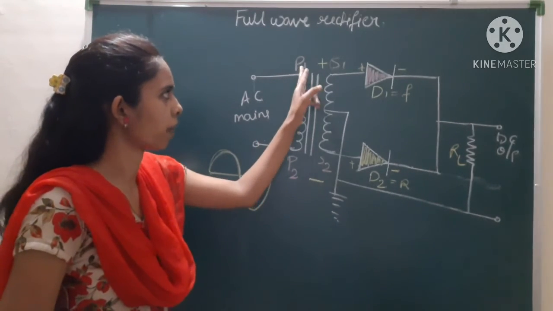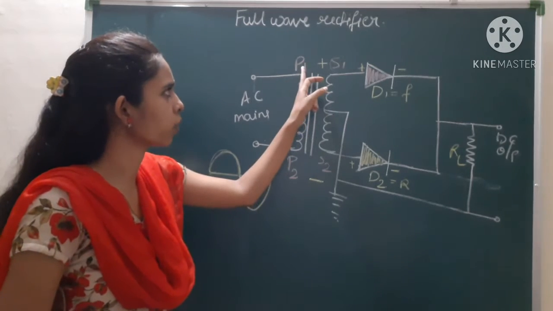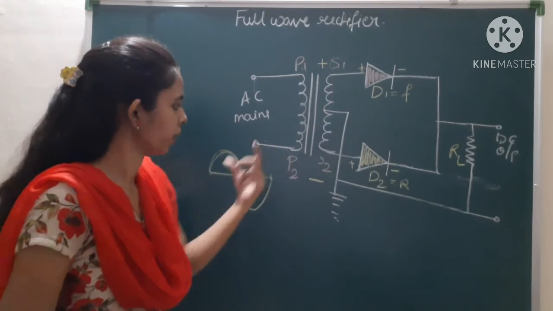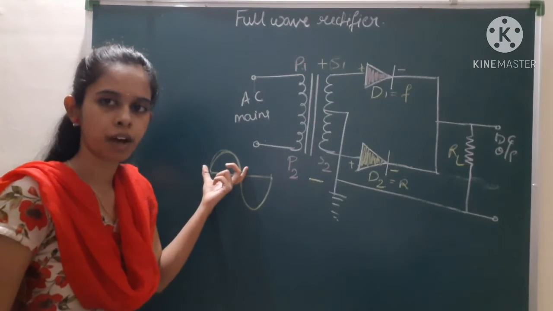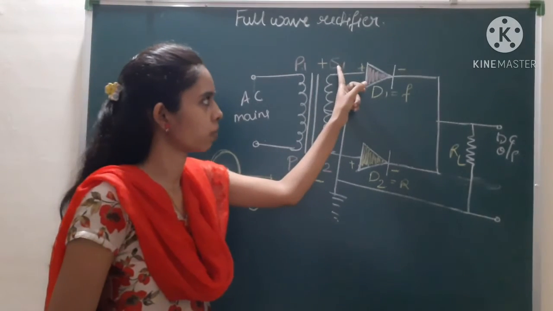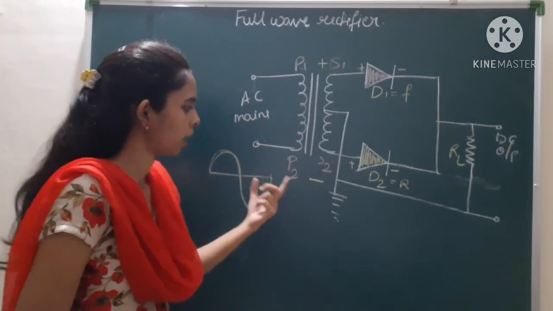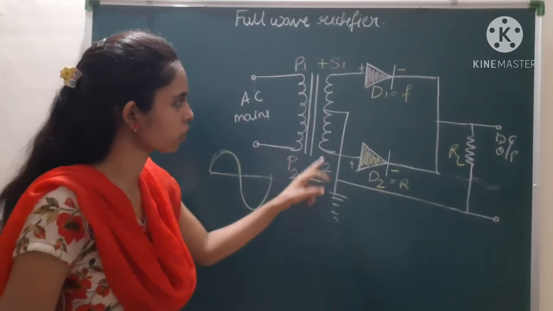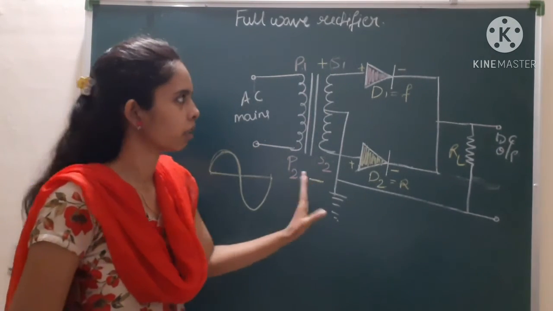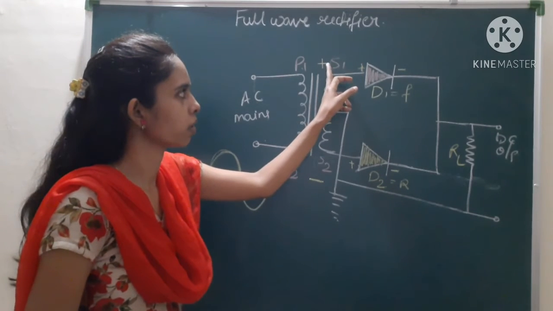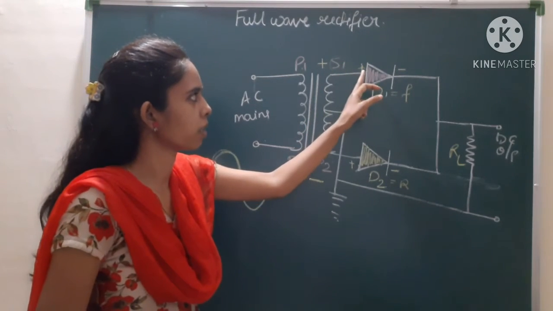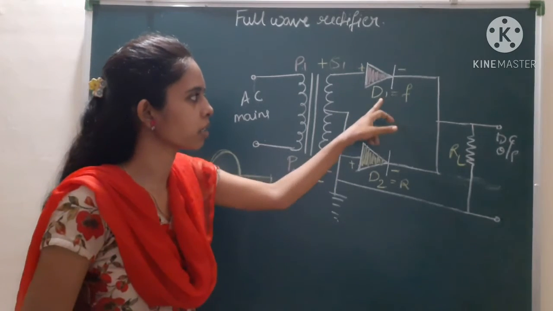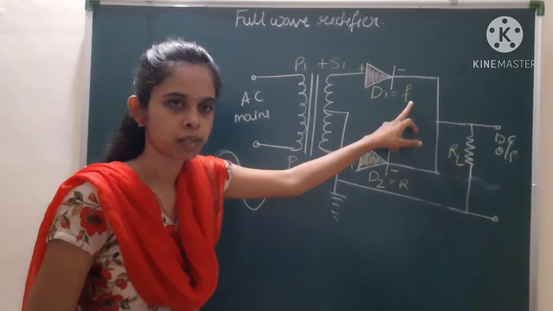Now see, again I am going to tell you, this is AC mains. This AC main is supplied and connected to the P1. Now here during the positive half cycle, this S1 will become plus and this S2 will become minus. So therefore this S1 and S2 will act as a battery. Now if this S1 plus positive terminal is connected to the positive terminal of this diode, then what will happen? This diode is working in forward bias.